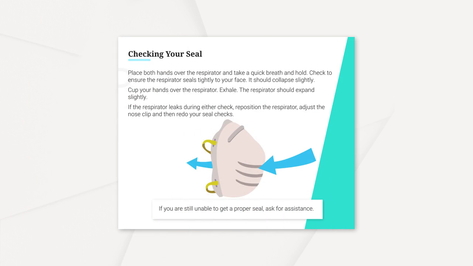Place both hands over the respirator and take a quick breath and hold. Check to ensure the respirator seals tightly to your face. It should collapse slightly. Cup your hands over the respirator. Exhale. The respirator should expand slightly. If the respirator leaks during either check, reposition the respirator, adjust the nose clip, and then redo your seal checks. If you are still unable to get a proper seal, ask for assistance.